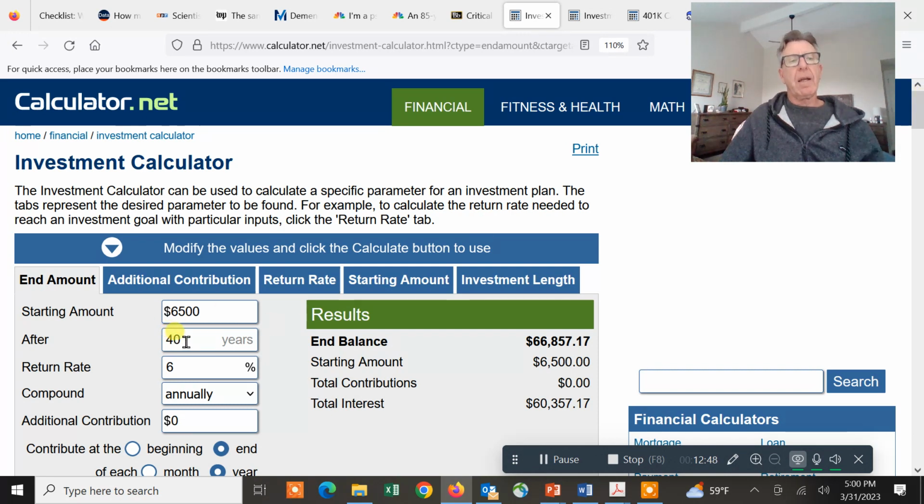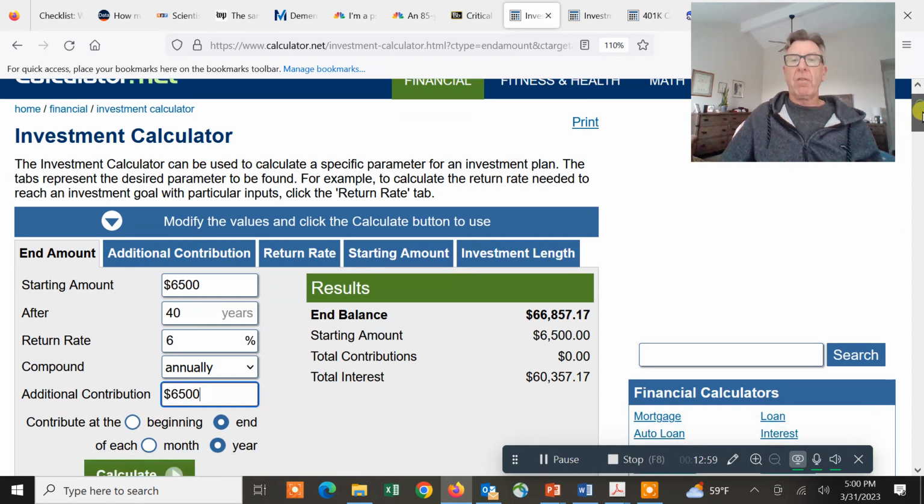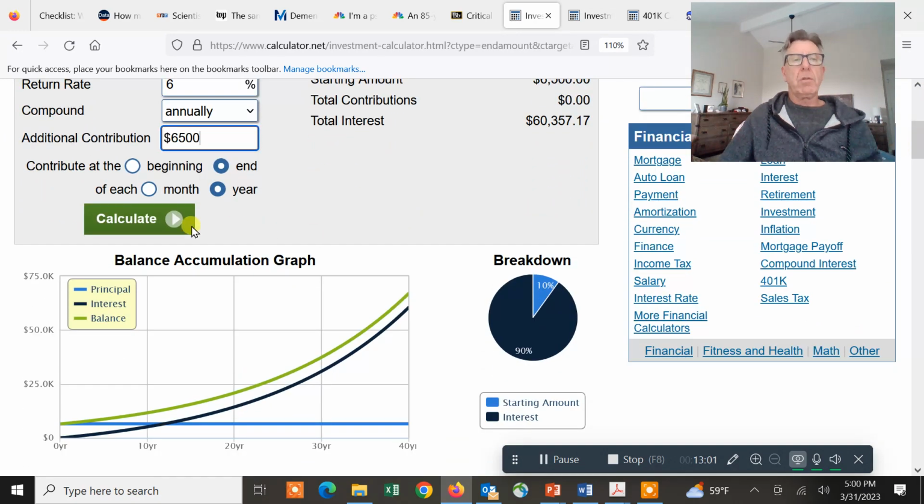All right, now let's look at a more realistic approach. 6% return. I'm going to max this out. I'm going to put in 6,500 every year because the government says I can. All right, so we're going to take a look at this. Drum roll, boom.